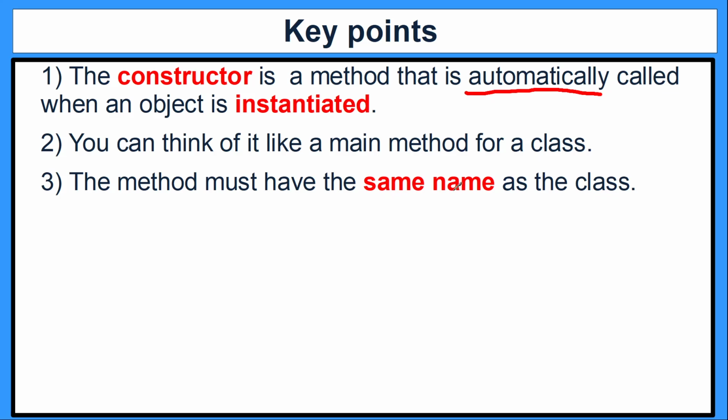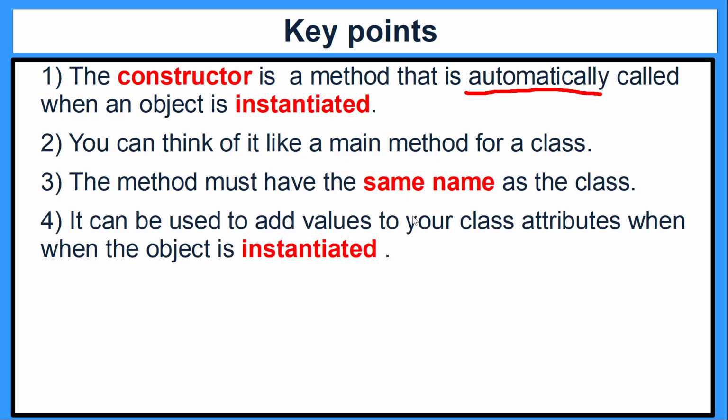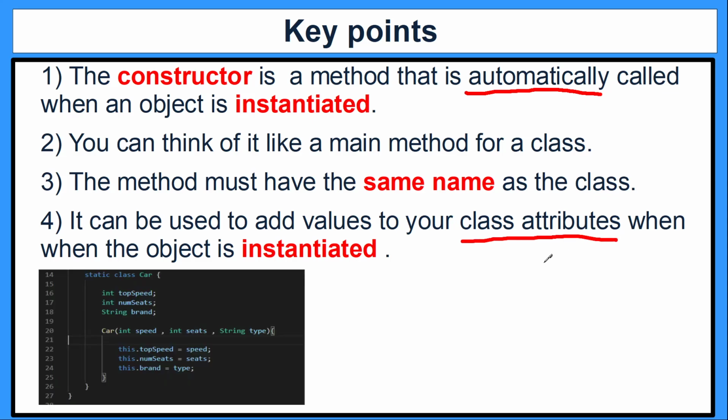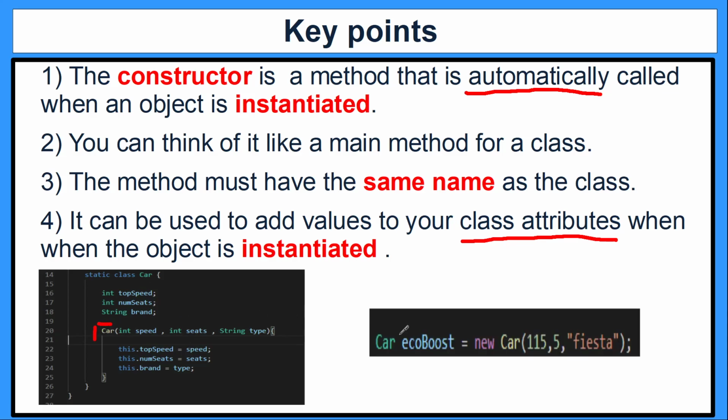It must have the same name as the class, so the class must have the same name as the constructor. And it's usually used to add values to your class attributes. So it's a great way of adding information to your properties. So an example is, this is your class that you've built. This is the constructor. So when this is instantiated, this information will go into the constructor, and then that constructor will go into the class properties.